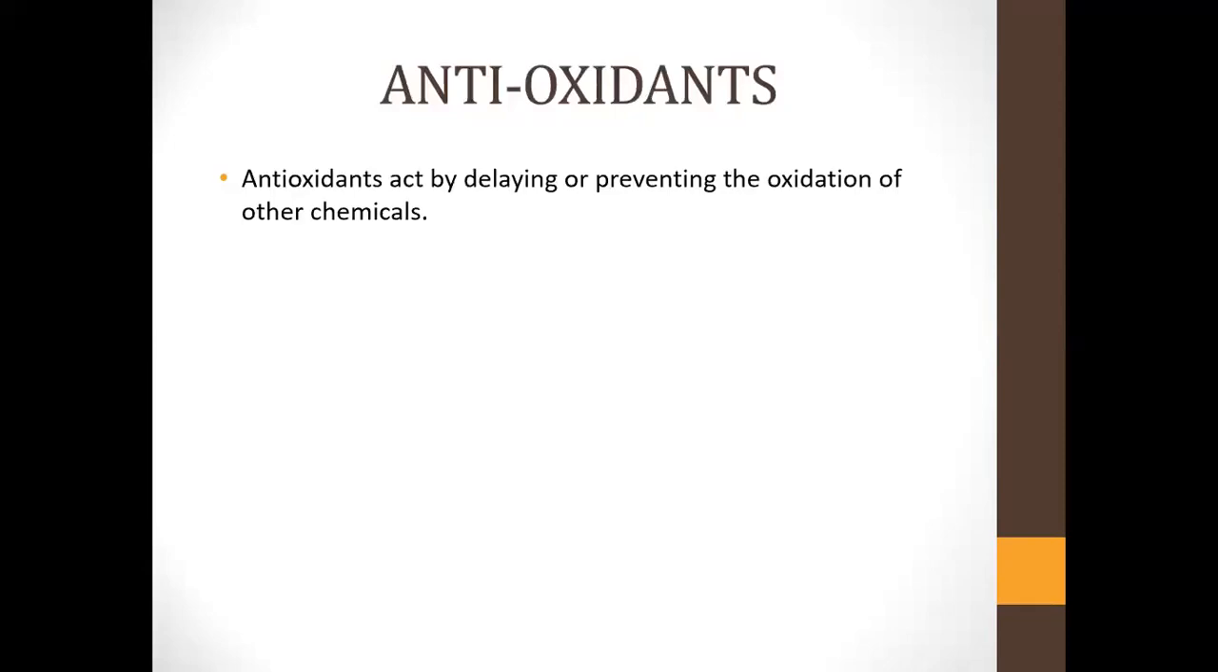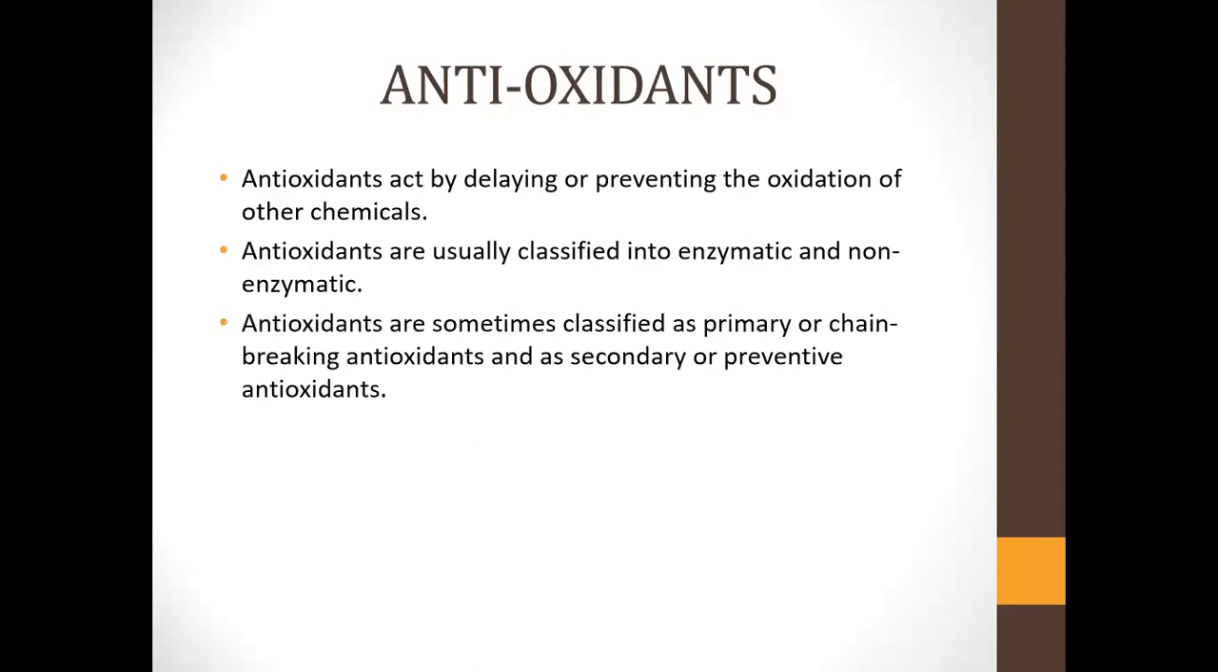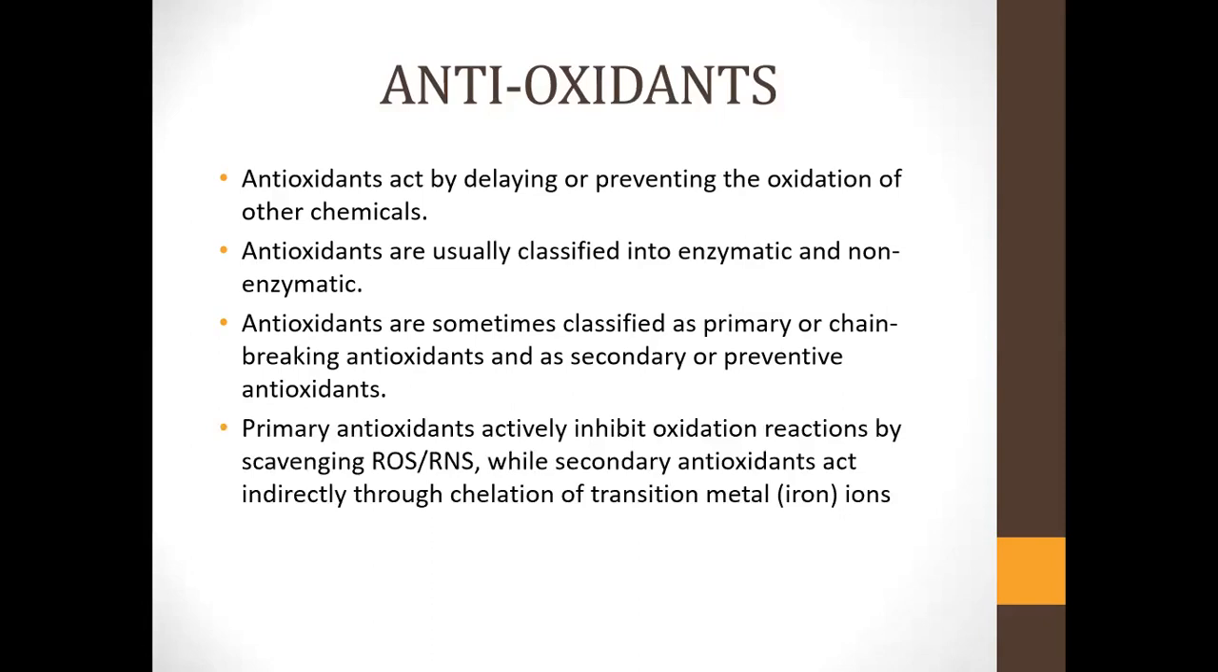What is an antioxidant? Antioxidants act by delaying or preventing the oxidation of other chemicals. They are usually classified into enzymatic and non-enzymatic antioxidants. However, as you have seen, antioxidants work via different mechanisms, so we can sometimes classify them as primary or chain breaking antioxidants and as secondary or preventive antioxidants. Primary antioxidants actively inhibit oxidation reactions by scavenging the reactive oxygen species and reactive nitrogen species, while secondary antioxidants act indirectly through chelation of the transition metal ions.